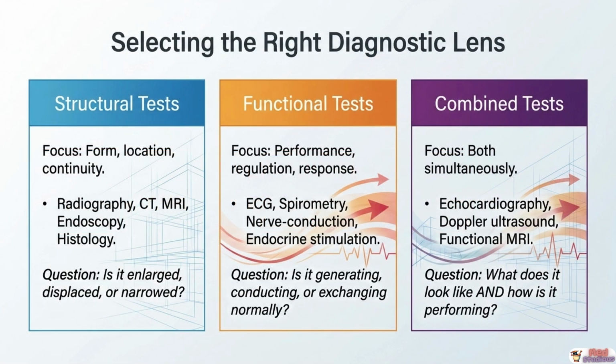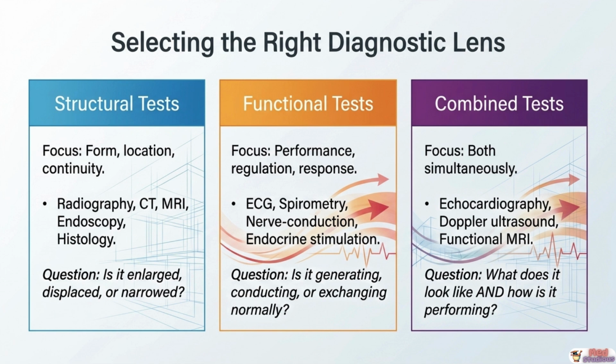Diagnostic tests answer different questions. Structural tests show form, location, continuity, or tissue appearance. Examples include radiography, CT, MRI, endoscopy, and histology. Functional tests measure performance or regulation. Examples include ECG, spirometry, nerve conduction studies, and endocrine stimulation tests.